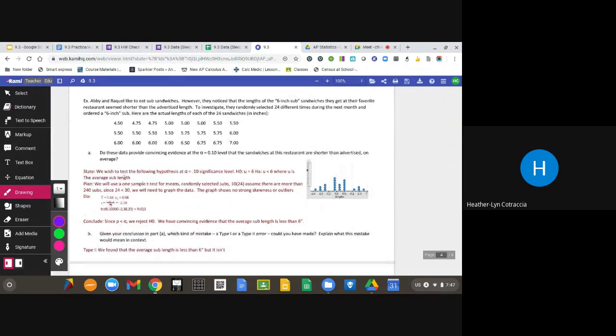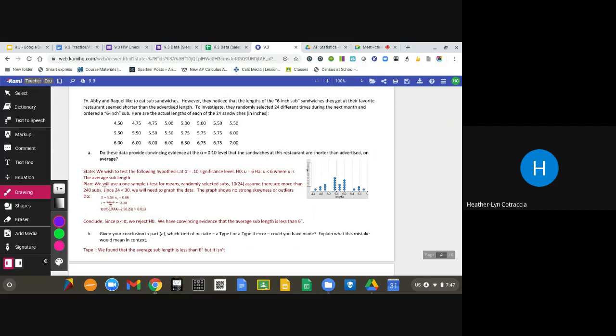The first thing we do is start with our state. We wish to test the following hypothesis at a 10% significance level. The null, H sub 0, is that the mean equals 6, and your alternative, what they're trying to test, is that the mean is less than 6, where mu is equal to the average sub length.